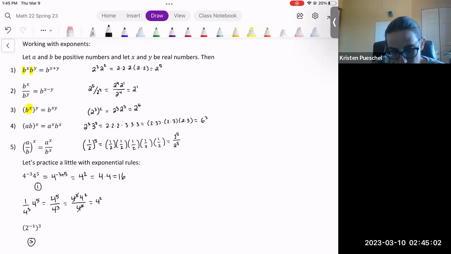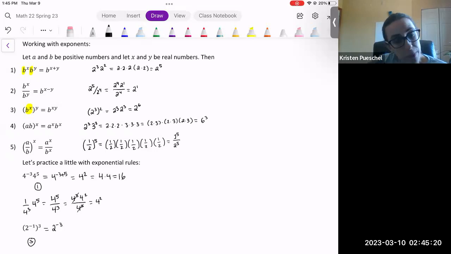This says that if you took the negative first power and then took the third power, this is the same thing as multiplying those two exponents together. So this is 2 to the negative third. Okay.